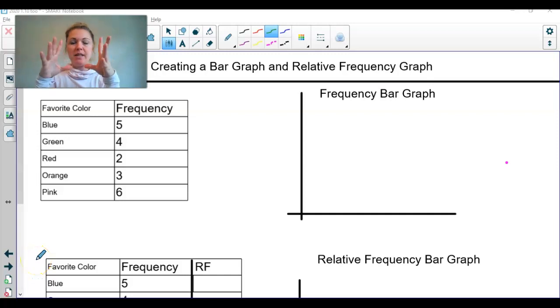Hey statistics kids, today we're going to focus on displaying categorical data and quantitative data. We're going to start with our first video on displaying categorical data.